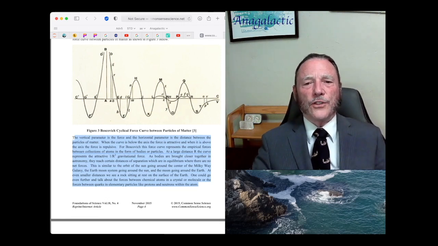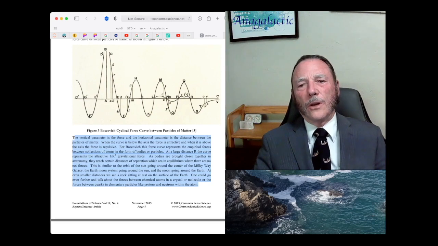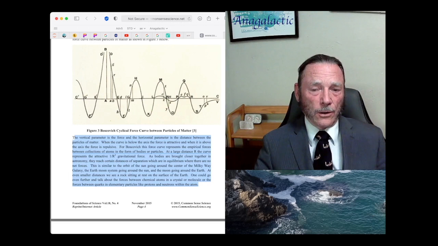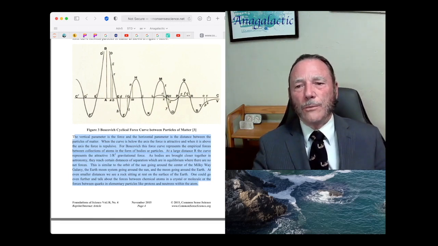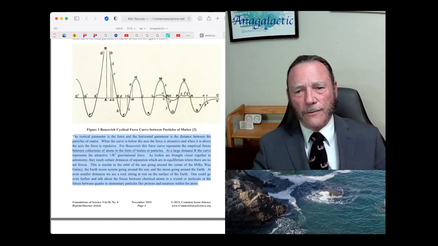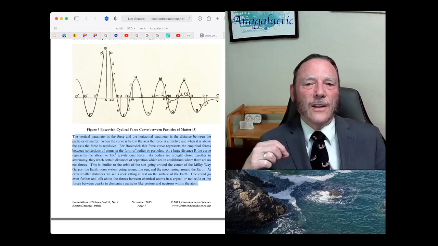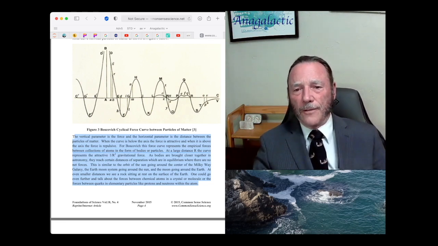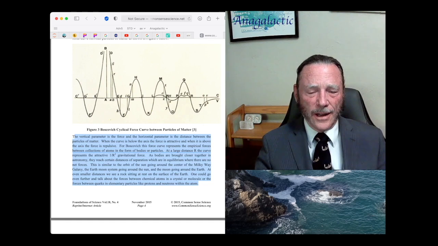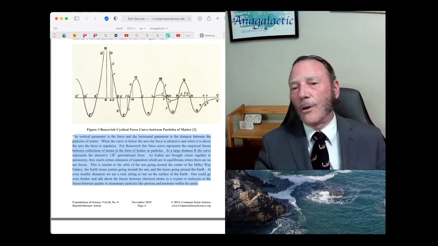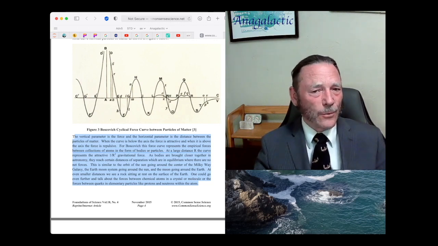This graph represents the relationship between 2 particles. And you notice that there is this curve. What does that mean? It means that when the curve is above the median line, the horizontal line, there is either an attractive force or a repelling force. And it depends on which 2 particles.